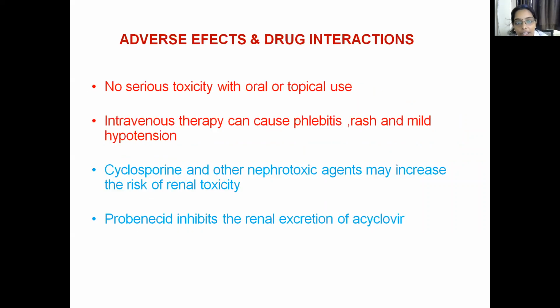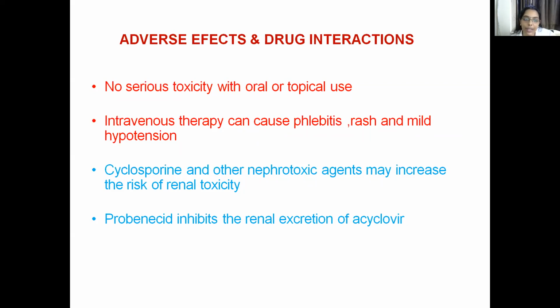Adverse effects and drug interactions. See, adverse effects are written in red color. So no serious toxicity with oral or topical use. Toxicity is very less, as I said, because it is confined to the infected cells, whereas in the non-infected cells, it is not causing cytotoxicity because phosphorylation occurs to a lesser extent in the non-infected cells, and also the DNA polymerase of host cells binds less to the acyclovir. So there is no serious toxicity as such.